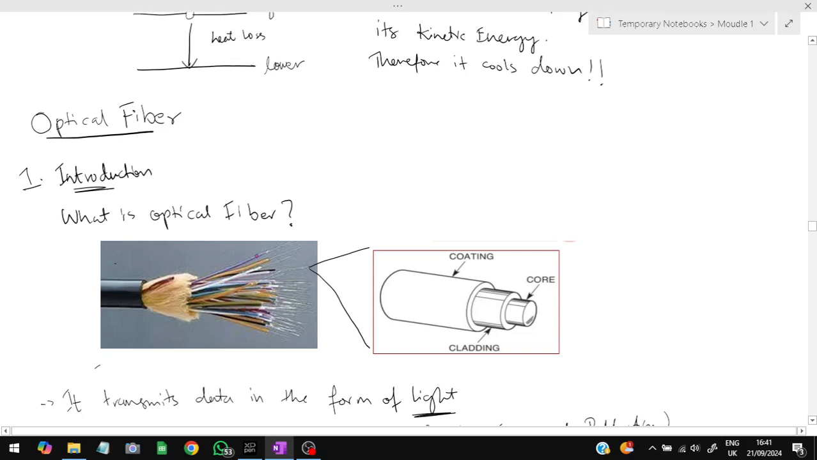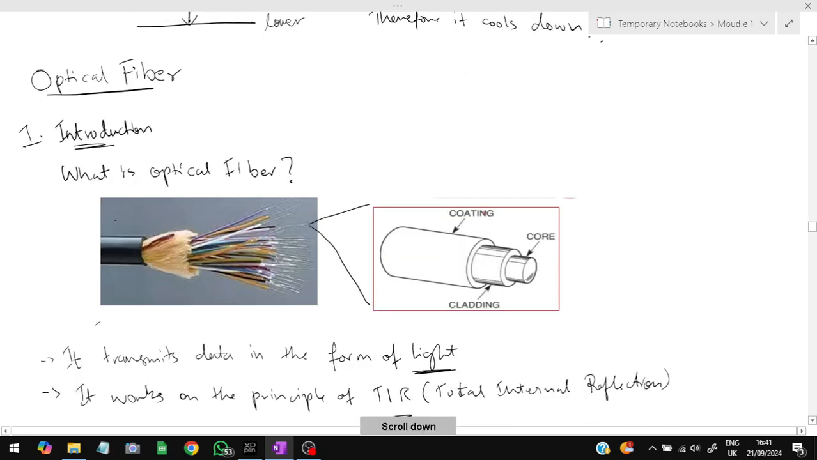It has a built-in structure like this, wherein the light will be transferred. How does the light transfer from here? We'll be discussing in depth. So that is what an optical fiber is. It will transfer the data in the form of light. Here also one derivation is there, numerical aperture and acceptance angle. We'll be discussing how to remember that one.